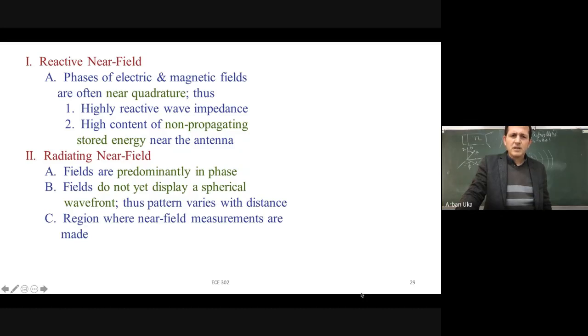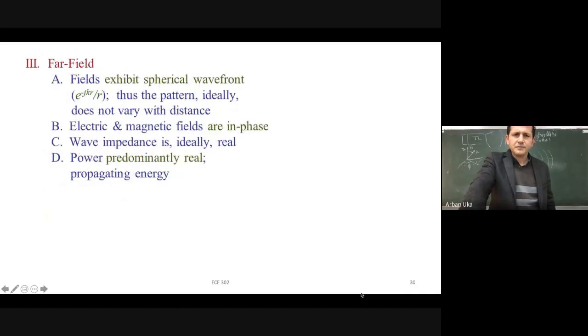Then we have also the radiating near field, and in the radiating near field, the fields are predominantly in phase with respect to each other. The fields don't display a spherical wavefront yet, because we are in the near field, and the pattern of a wave varies with distance. So what we mean here is, if we get a picture of the fields as a function of distance, we're going to see different patterns at a distance of 1,000 meters and 1,100 meters. And the third property of the radiating near field is that this is the region where near field measurements are made.